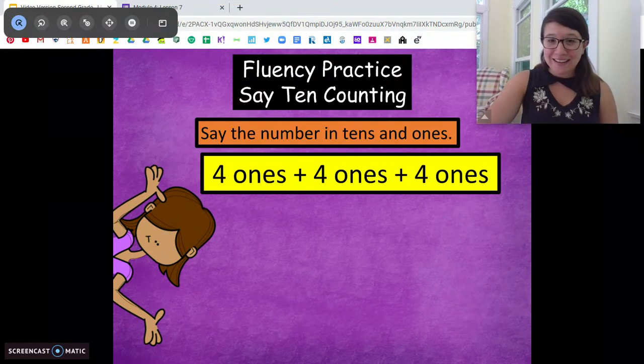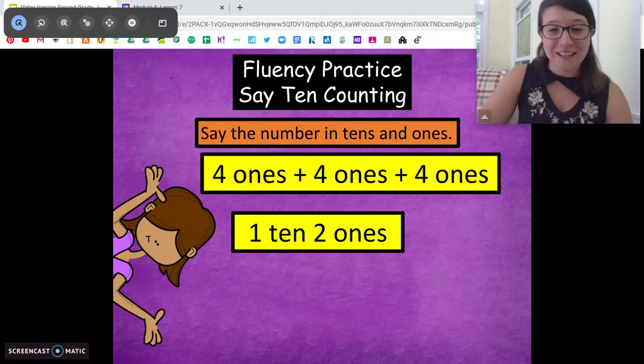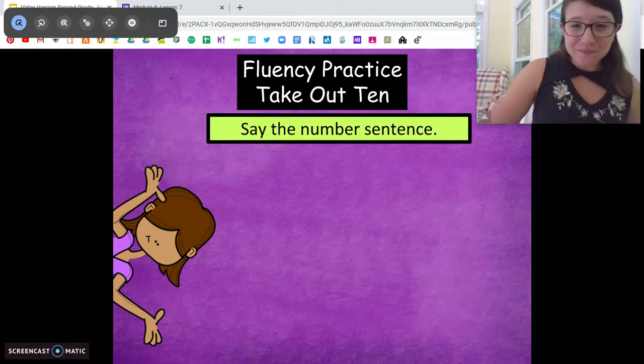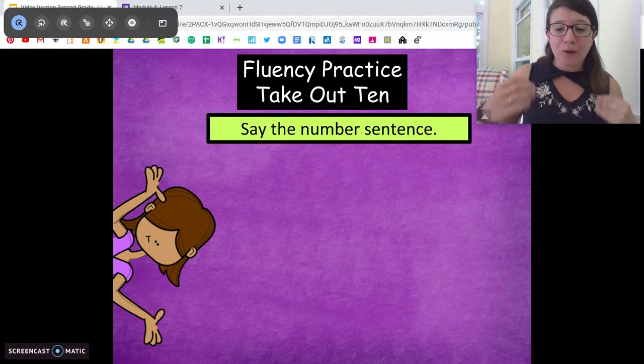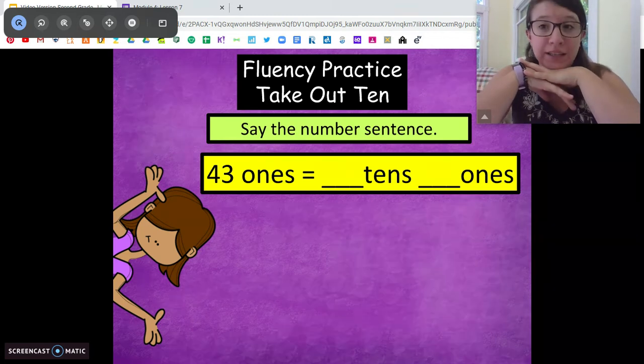Got it? You should get to 12 ones or 110, 2 ones. That one was tricky. Awesome work. Okay. So with this one, we're going to be taking out 10. So, we've got to fill in these blanks.